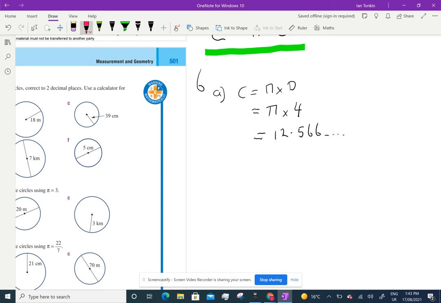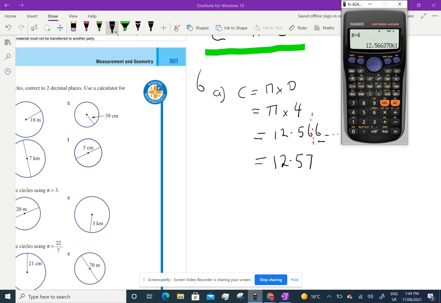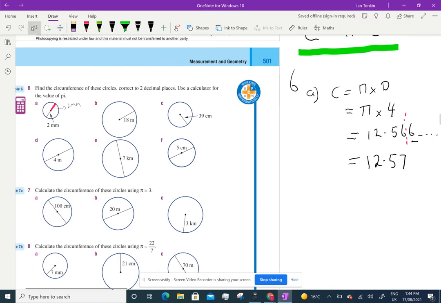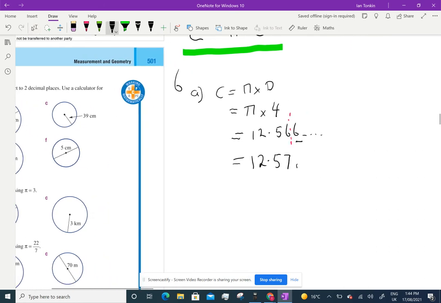12.566... And remember, we learnt rounding. We go to there, and we look at the answer. 12.56, this number is 6, bigger than 5, so make that a 7. So 12.57, and what units were we in? Millimetres.